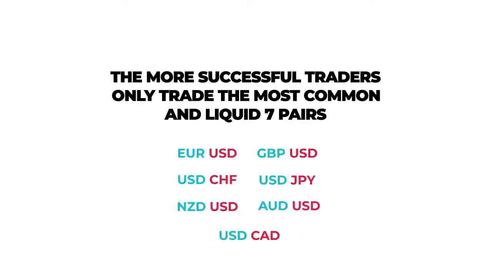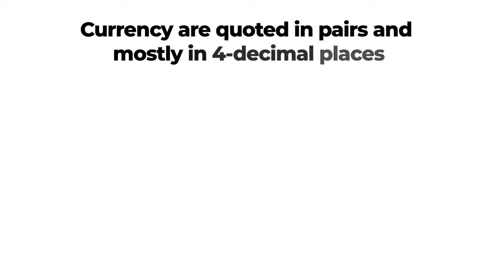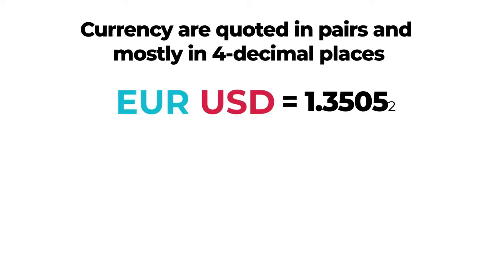So, how do you read a currency quote? Again, currencies are quoted in pairs and mostly in 4 decimal places. So what you see here is Euro USD 1.35052. We only pay attention to the 4 decimal places, okay? The 5th decimal place is known as a fractional pip or micro pip, and we do not care about it because it's too small to worry about.